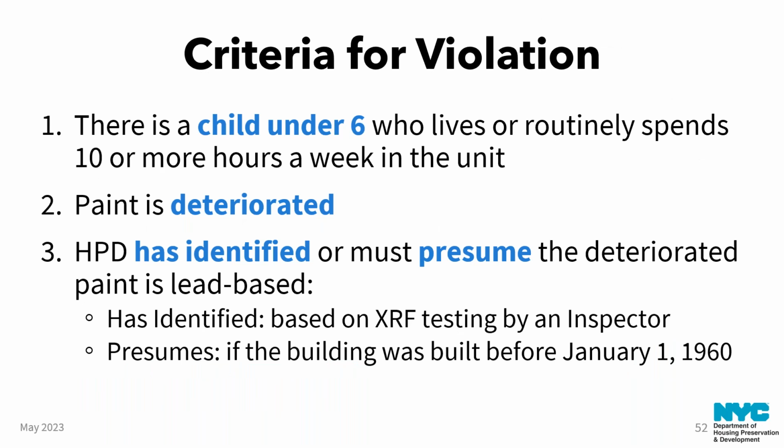HPD inspectors are going to issue a violation when there's a child under 6 residing in the unit, when there is deteriorated paint, and when HPD has either identified or must presume that there is lead-based paint. So HPD inspectors will always try to test the painted surface with an XRF analyzer to confirm whether there is lead in that surface. But if the inspectors cannot gain access to the apartment to test, they will presume that the paint is lead-based based on the requirements of the law, which requires HPD to presume in buildings built before 1960 that there is lead.